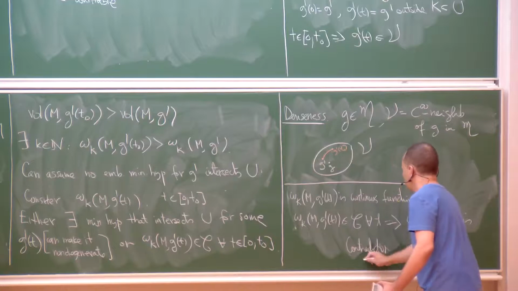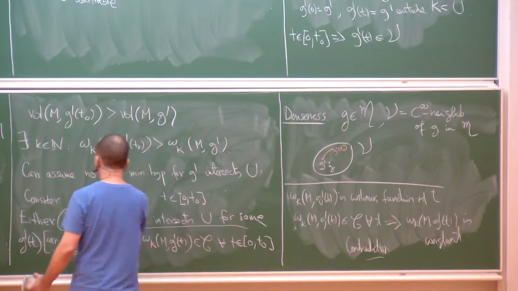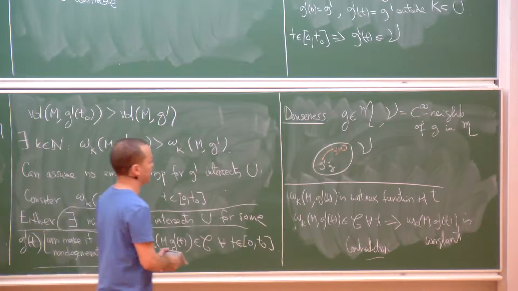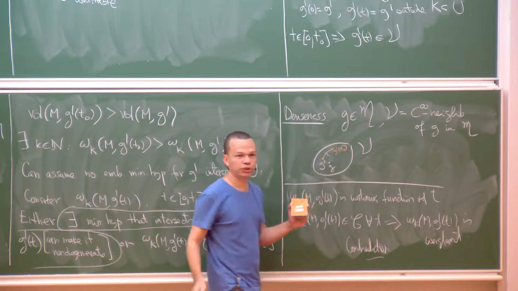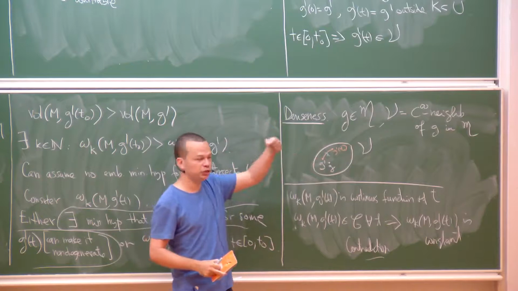So we must have that there's going to be a minimal hypersurface that intersects U for some G prime of t, right, for some guy here. And then, of course, by perturbing the metric, I can make it non-degenerate. So there's going to be a metric in the neighborhood such that there will be a minimal surface, non-degenerate one, that intersects U, and we are done. We prove that it's dense.